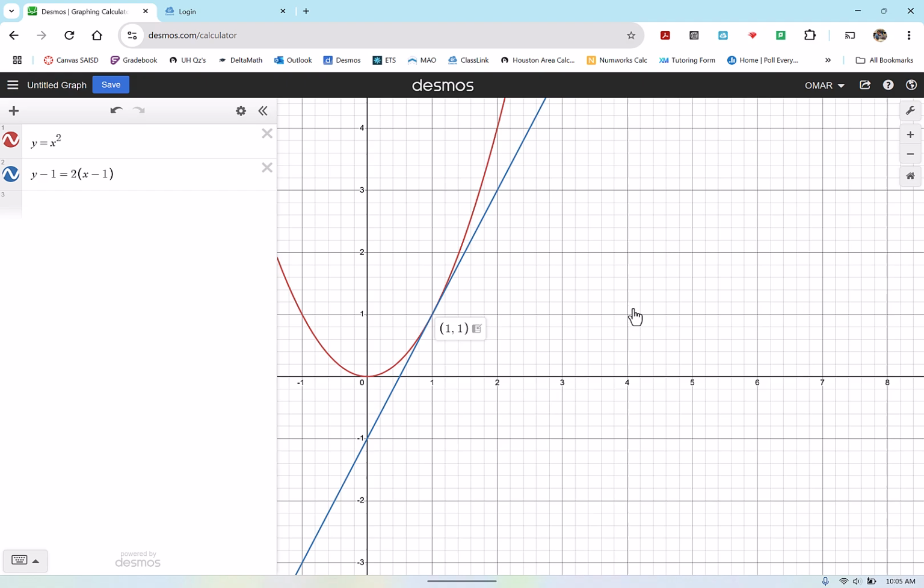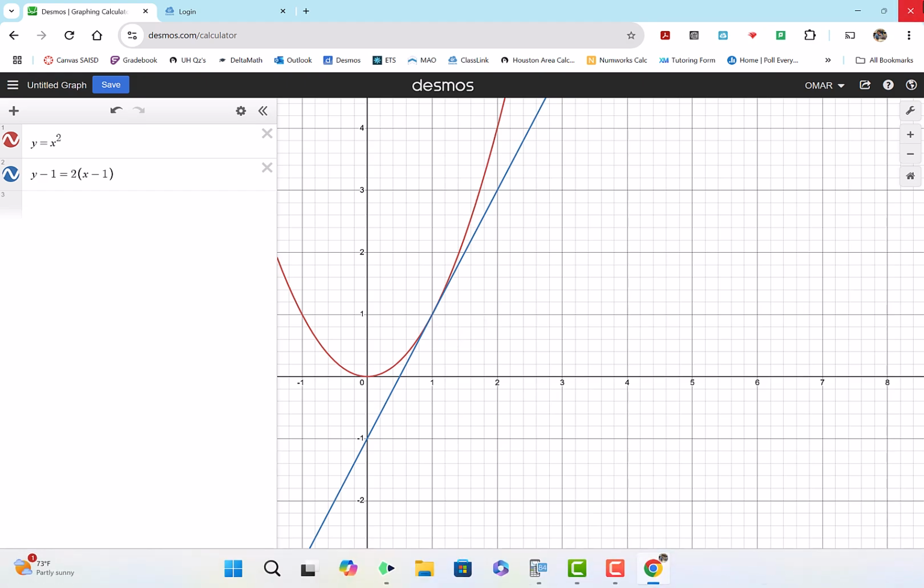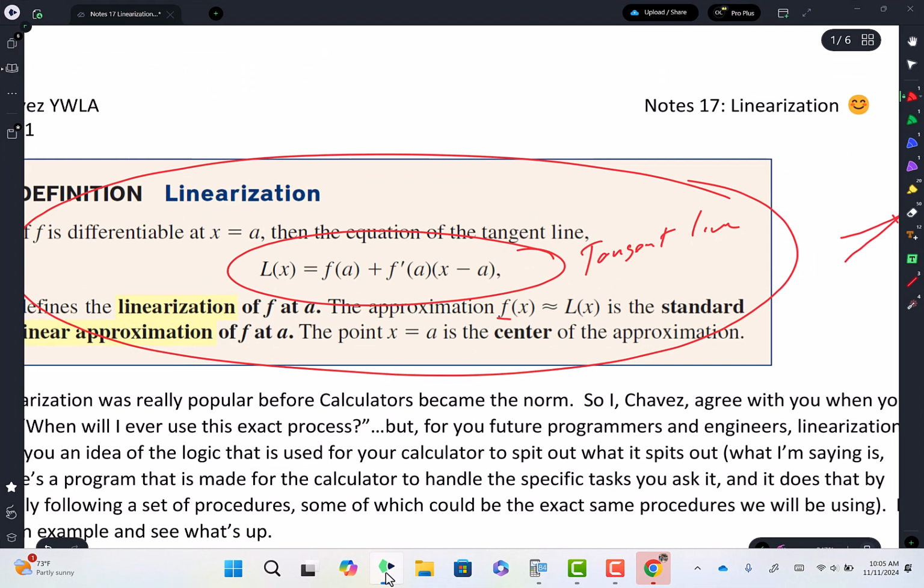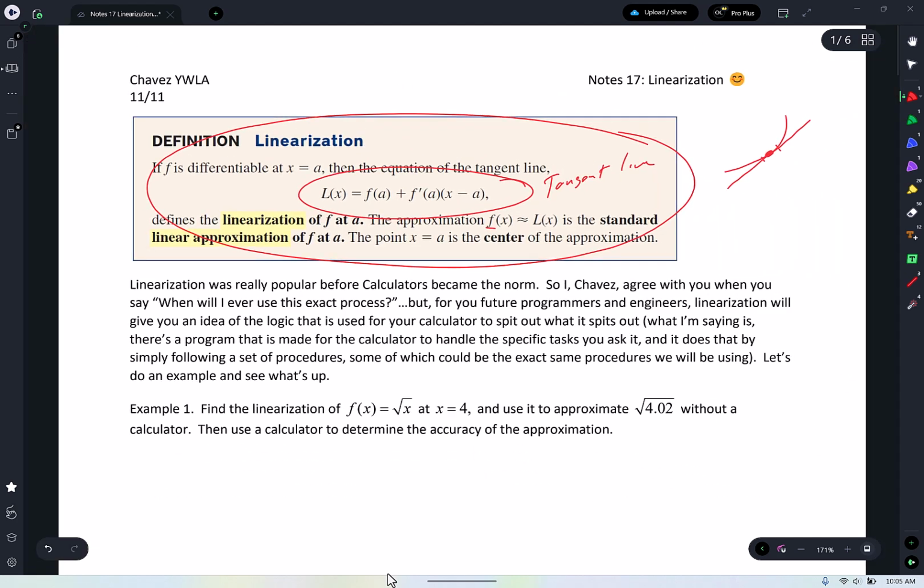Does that make sense, guys? So that's all you're doing. I hope that makes sense. Let me repeat just in case. We're finding a tangent line, and we're using that tangent line to approximate the curve, as long as we're really close to the point of tangency. The further away we get from the point of tangency, the worse the approximation is. Does that make sense? Okay.